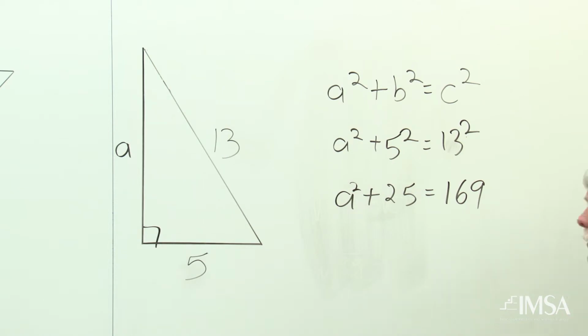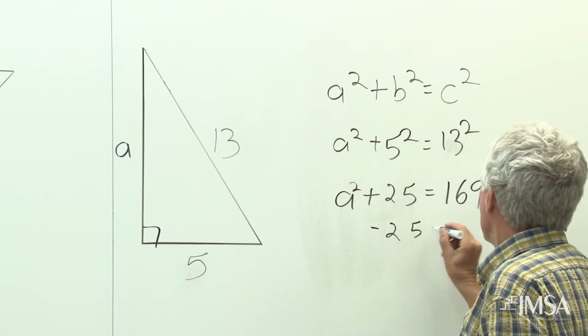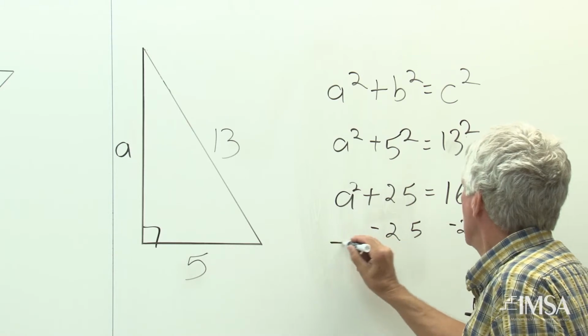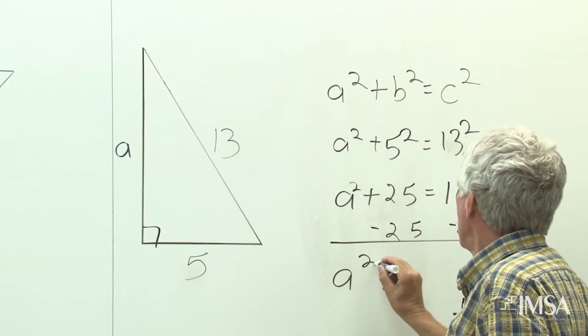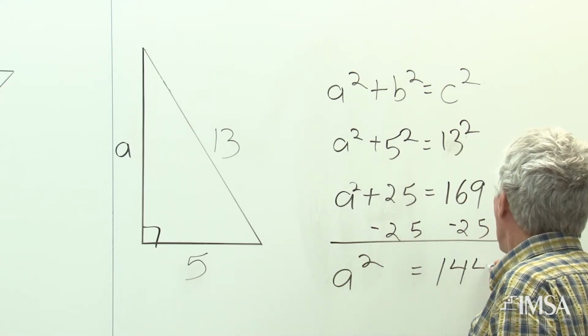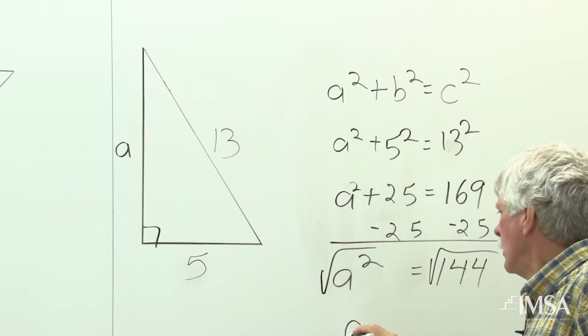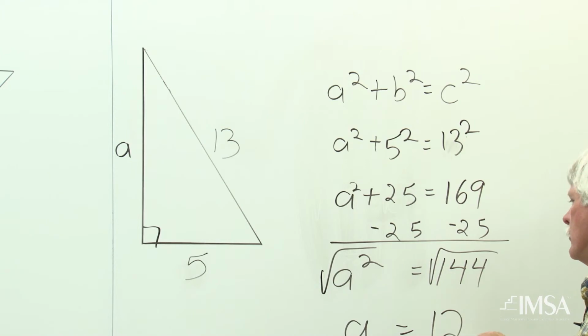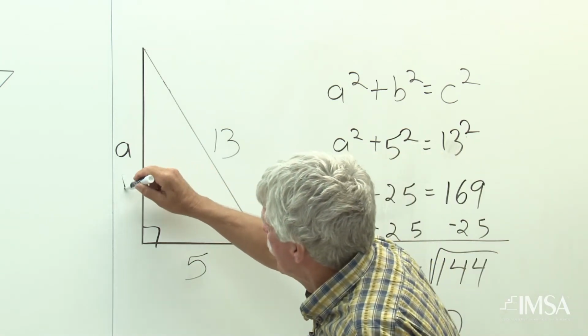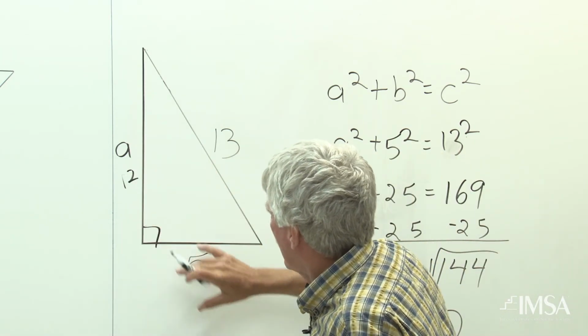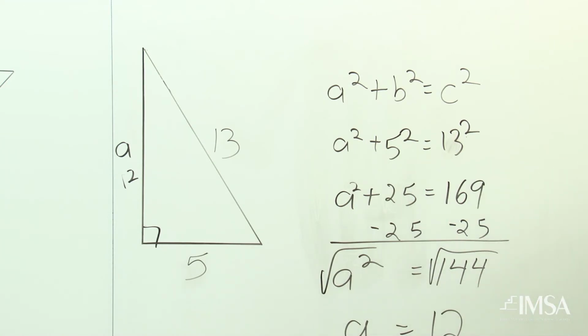We apply the algebra that we know. We subtract 25 from both sides of the equation. So A squared is equal to 144. Take the square root of each. A is equal to 12. So this is 5, 12, and 13.